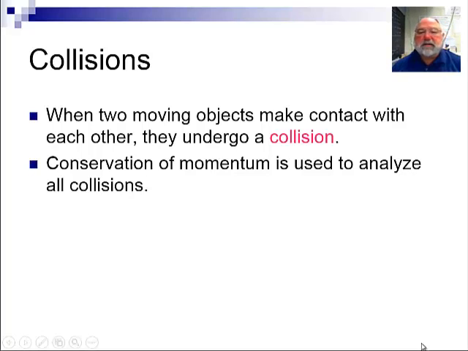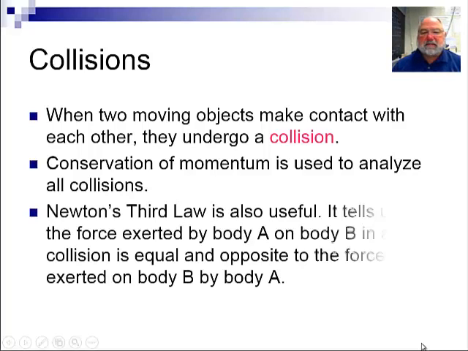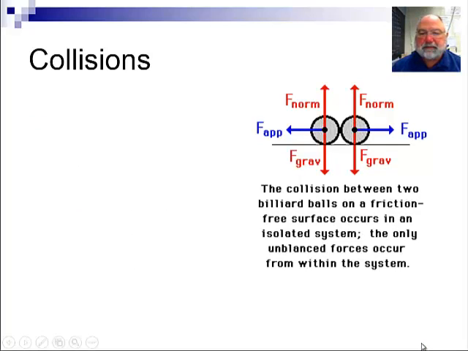Newton's third law is also useful. It tells us that if A pushes on B, B pushes back, same amount, opposite direction. So here's a quick force diagram of the collision between two billiard balls on a friction-free surface. The only unbalanced forces occur from within the system. Those are internal forces. And if we remember from the last video, that means that momentum is conserved.